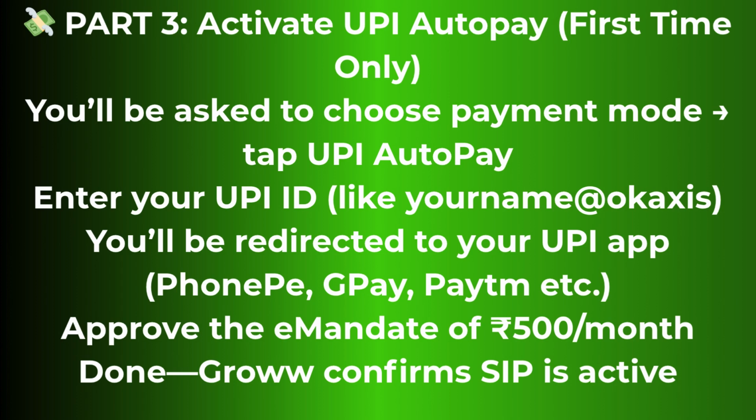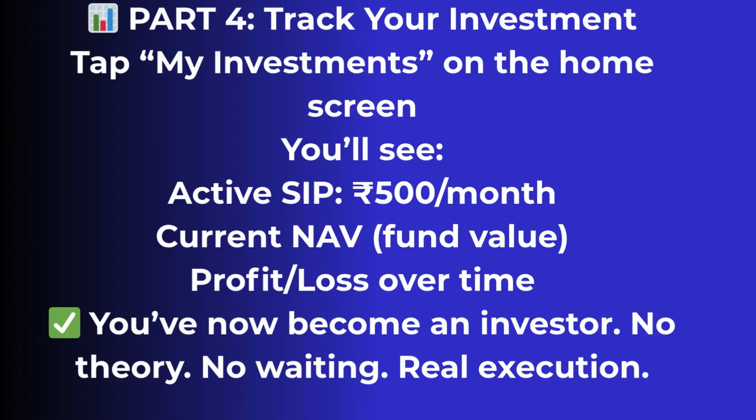Tap UPI AutoPay. Enter your UPI ID, like yourname@oksaxis. You'll be redirected to your UPI app, PhonePe, GPay, Paytm, etc. Approve the e-mandate of $500 per month. Done. Groww confirms SIP is active.